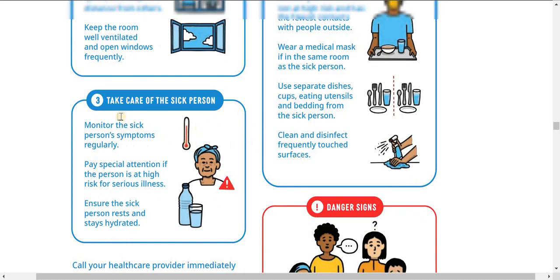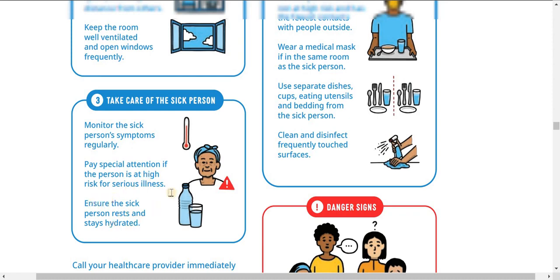We should try to use our own things, pots and other dishes. The third safety measure is to monitor and take care of the sick person. How to take care of the sick person? We should monitor the sick person's symptoms regularly and know about their condition. Pay special attention if the person is at high risk for serious illness. The sick person can have other serious illness, so we should be very careful about such things.